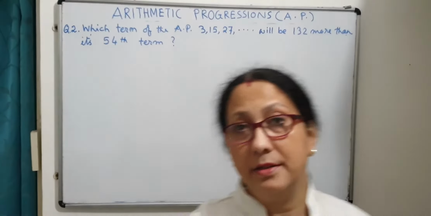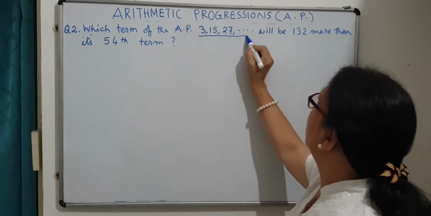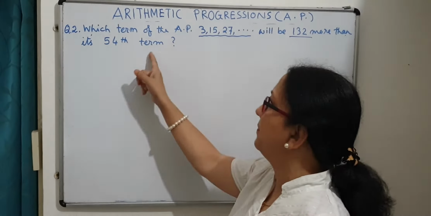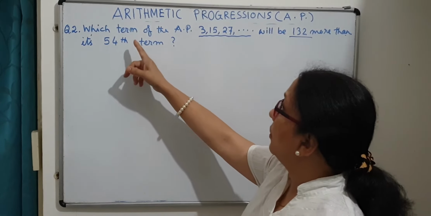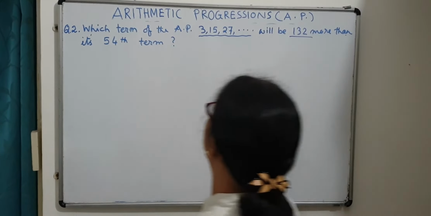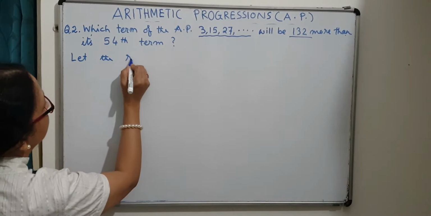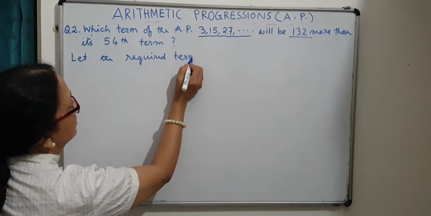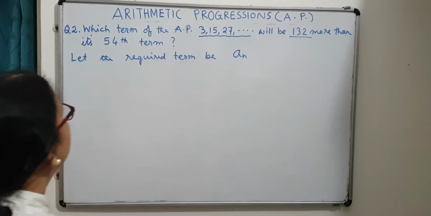Next question that I have taken: which term of the AP will be 132 more than its 54th term? So here again, we will take the term which we have to find to be the nth term. So let the required term be an. An means the nth term, which you are asked to find.